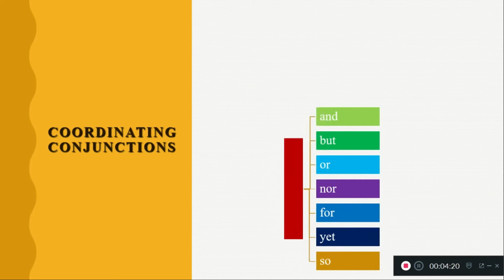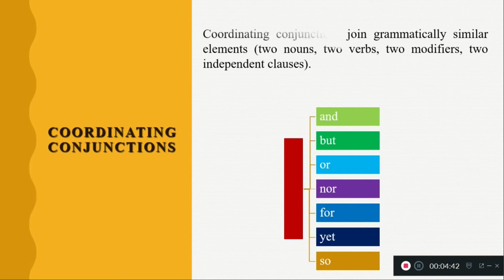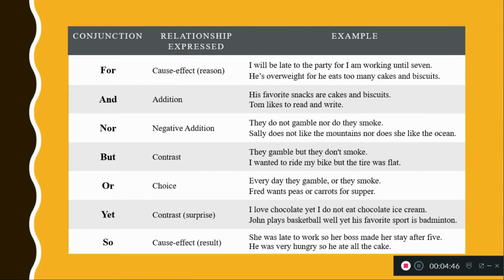First type of conjunction is coordinating conjunction. Coordinating conjunctions are and, but, or, nor, for, yet, and so. They are used to join two grammatically similar elements such as nouns, verbs, modifiers, or independent clauses. That means they can be used in simple sentences as well as compound sentences.